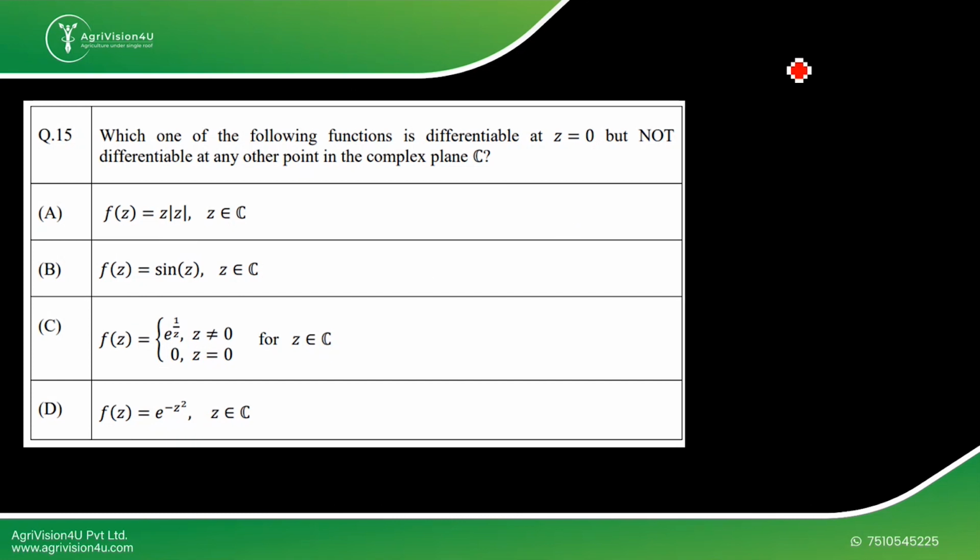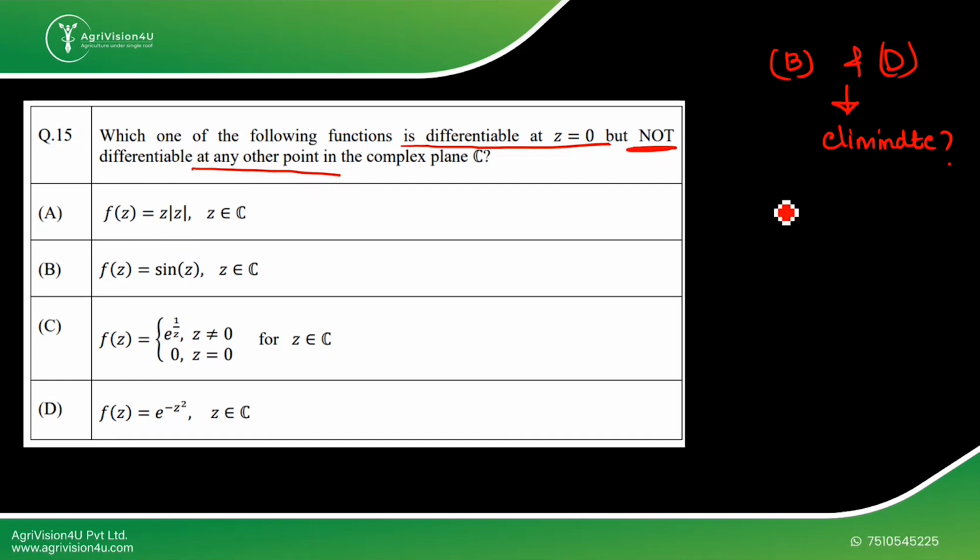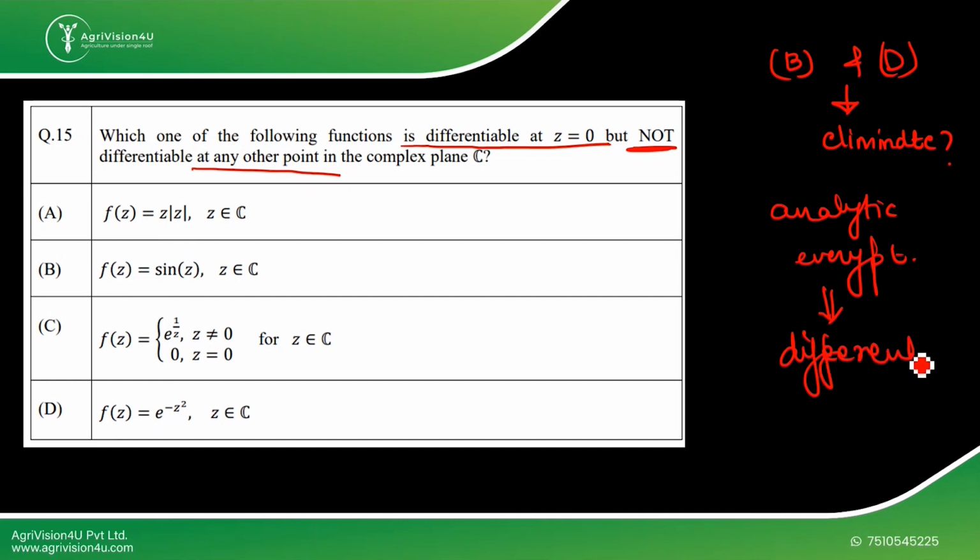So clearly you can see that option B and option D, we can clearly eliminate these two options, right? How? Because they are saying which of the following functions is differentiable at z equals 0 but not at any other point. So you know that functions B and D will be analytic everywhere at every point, so they are differentiable at other points as well. Okay, so now the options that are left with us are option A and option C.